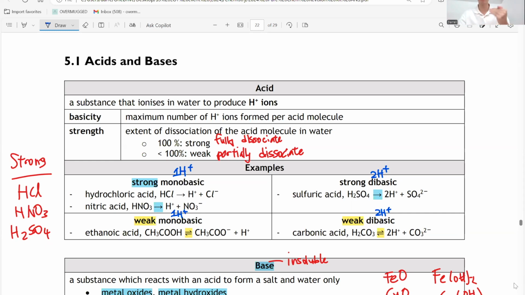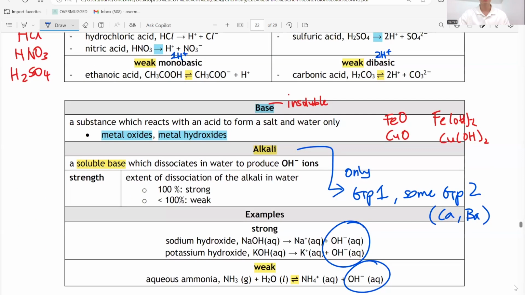Okay, I think there's an equally important discussion to be had when we talk about base. Now, when we are describing base, I need you to know that base is referring to any metal oxide or metal hydroxide. Now, metal oxide, what do I mean? I wrote down a few examples here. It could be iron oxide, copper oxide. In essence, as long as you pair a metal with an oxygen, it is a base. Or it could be a metal with hydroxide. So Fe(OH)2, copper hydroxide, these are all considered bases.